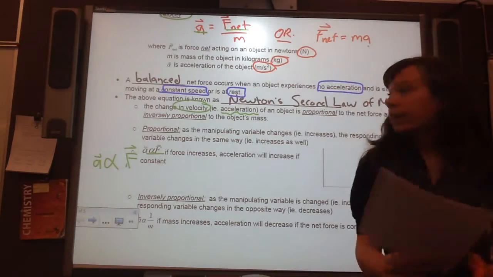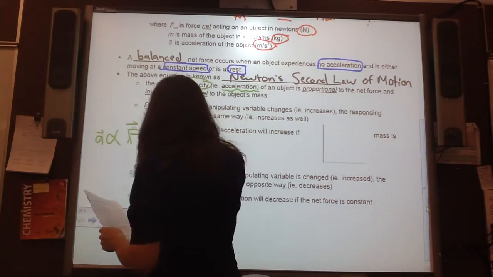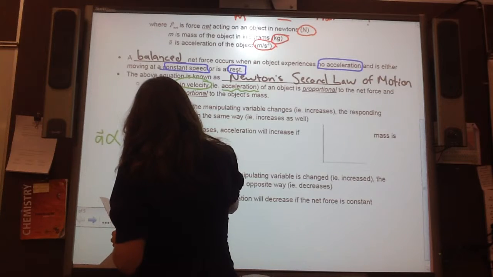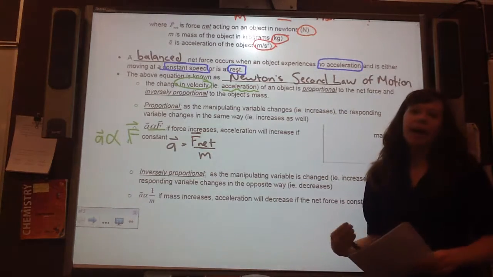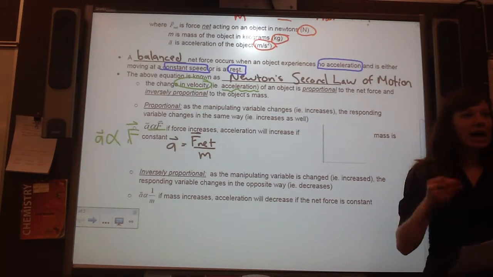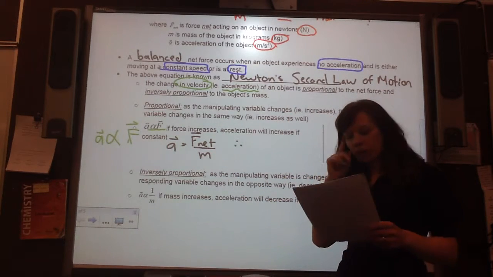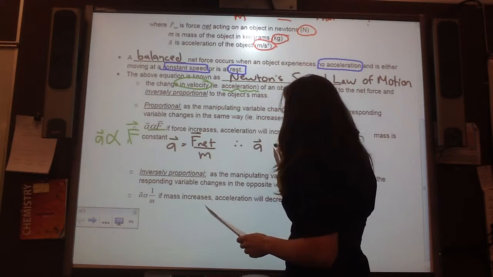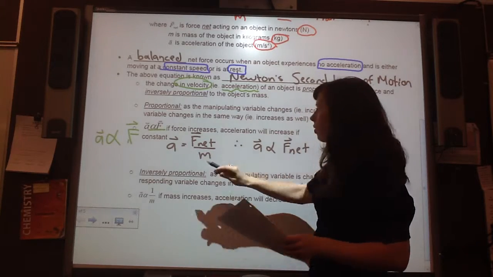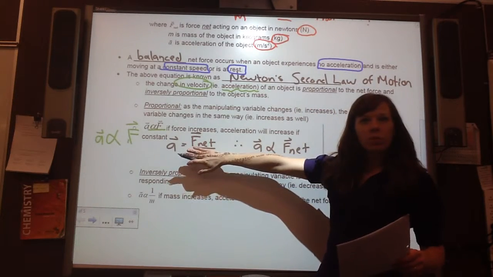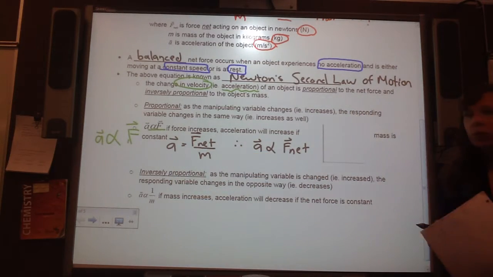So when we represent this, how do I know this? Well, if A is equal to F net over M, and I take away the factor of M because I just want to compare A and F, I'm going to say therefore, that's what the three dots in a triangle means, therefore, A is proportional to F net. So I just take away my M, because I just want to look at the relationship between two variables.